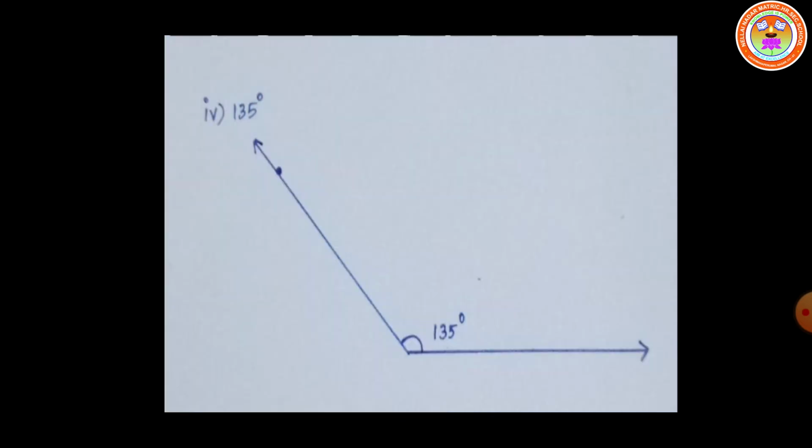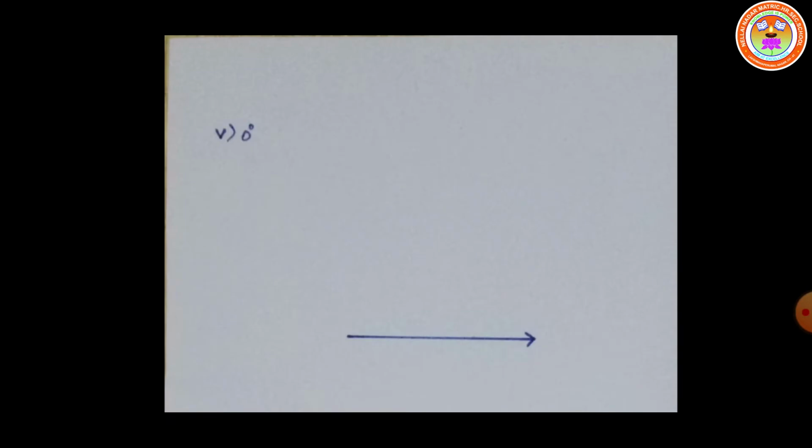Then remove the protractor and join by another ray. Angle between these two rays is 135 degree. So mark the angle as 135 degree. Next one, 0 degree we have to draw. First step you have to draw the base ray like this.